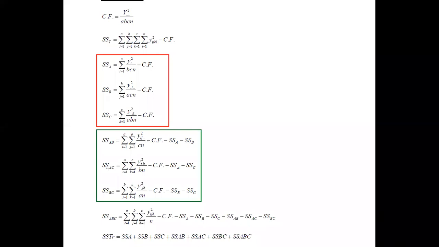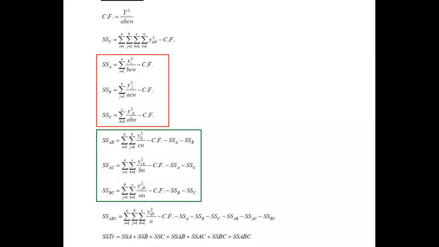And to get the value for SSAC, you have to take the totals for AC, square them, get their summation, divide by b times n, then subtract the correction factor as previous. And now you have to consider the main factors associated with this interaction, which are factors A and C. Therefore, you have to subtract SSA and SSC because you have already calculated those values in the previous step. And SSBC can now be obtained.